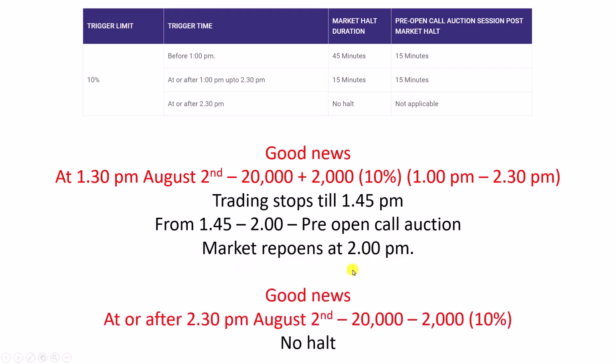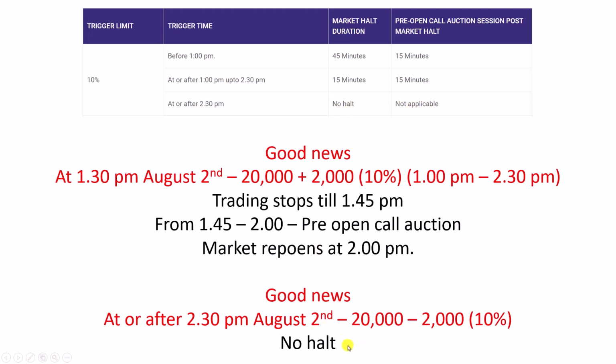Okay. Now this goes for the other side too. If there is bad news, I am not going to explain it once again. Now let us say that there is good news after 2:30 p.m. So we are going for this condition. The market hits the upper circuit at or after 2:30 p.m. If that happens, then there is no halt and no pre-open call auction.